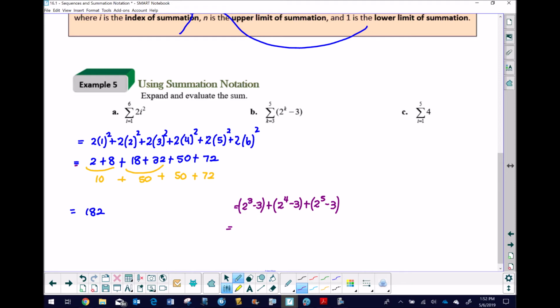So 2 cubed, which is what? 8. 8 minus 3 is 5. Anybody know what 2 to the 4th is? 16, yeah. Minus 3 is 13. 2 to the 5th is 32 minus 3 is 29. And if we add these together, 18 and 29 is 47. All right, part C.